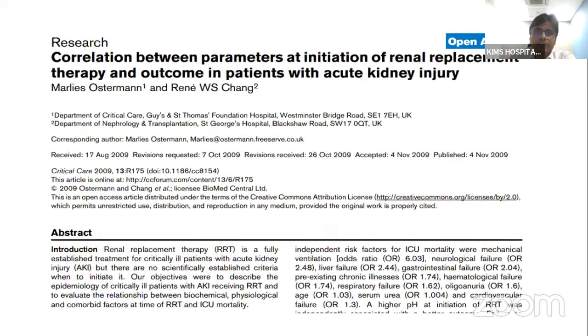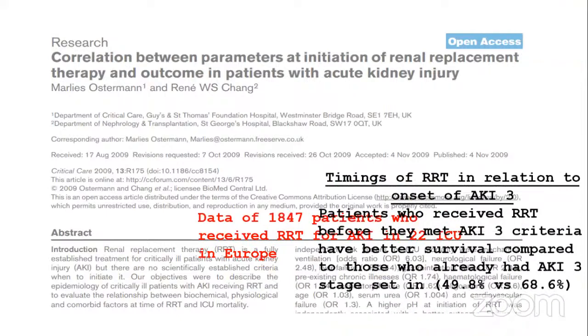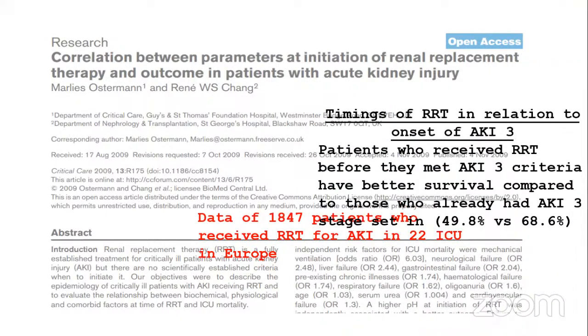Whether to consider it early or late, delayed or proactive. What does the evidence say regarding CRRT? This article was published in 2009. It is an adult study where they analyzed around 1847 patients admitted to 22 ICUs in Europe. What they noticed is that patients who received RRT before they met AKI stage 3 criteria had better survival compared to those who already had AKI stage 3. So definitely there is a mortality benefit if you consider early CRRT. That was the gist of the study.